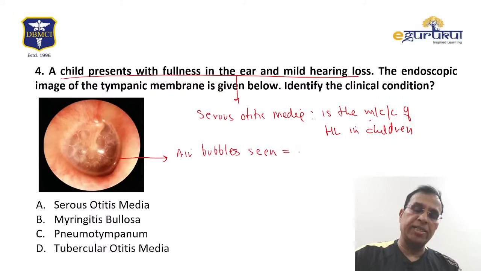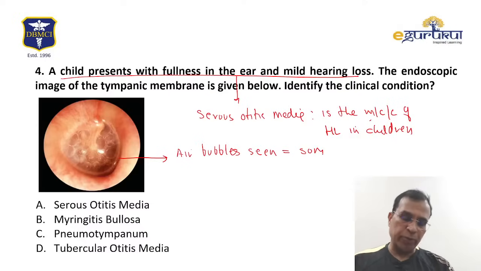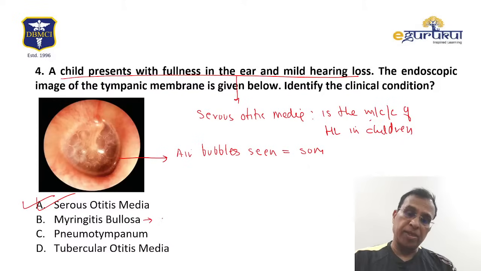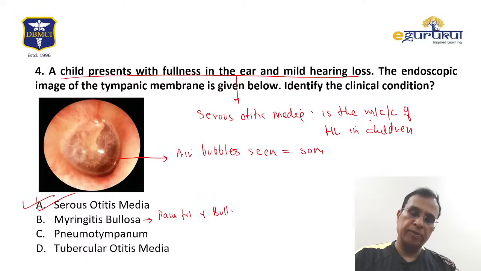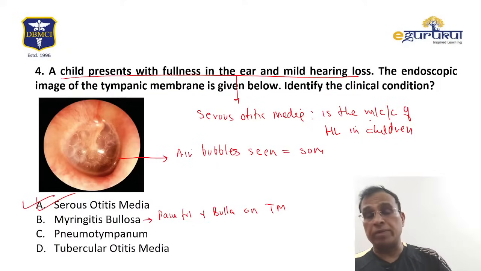This is again seen in serous otitis media. So straight away, serous otitis media. Bullous myringitis is painful, and there is a bulla on the tympanic membrane. On the tympanic membrane there is a swelling, not in the middle ear like in this case.